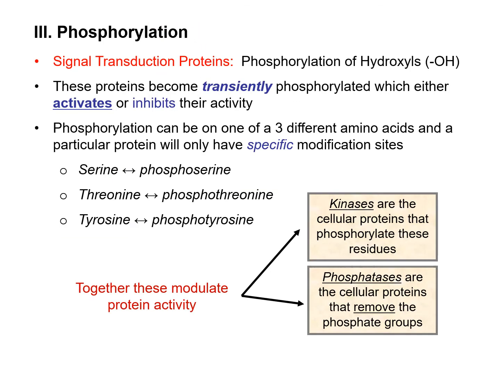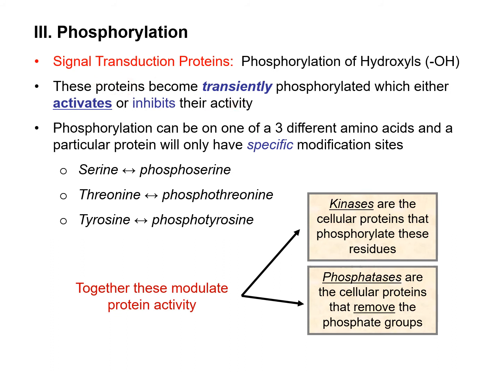Phosphorylation is another type of protein modification that is widely used, especially among signal transduction proteins. What they have is phosphorylation of hydroxyls on specific residues. These proteins become transiently phosphorylated, which leads to conformational changes in many cases, or can also lead to changes in the partner proteins that they're interacting with. And that can either activate or inhibit the activity of those phosphorylated proteins.